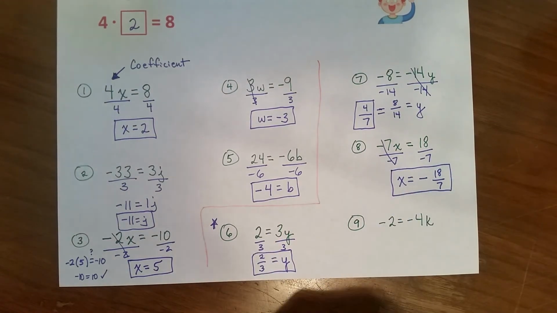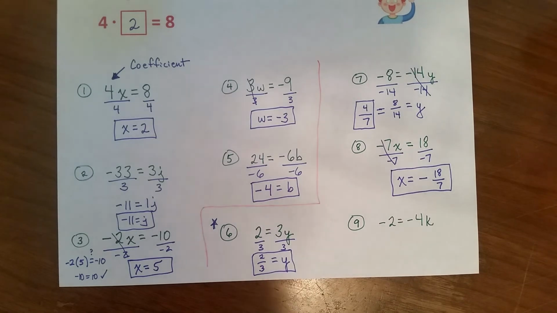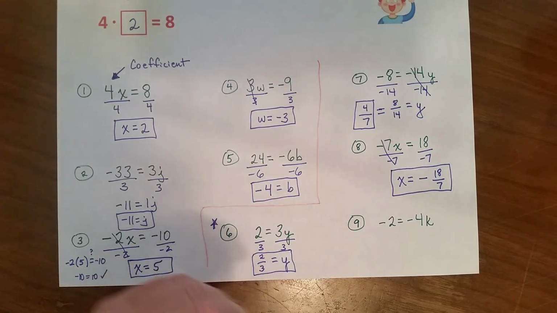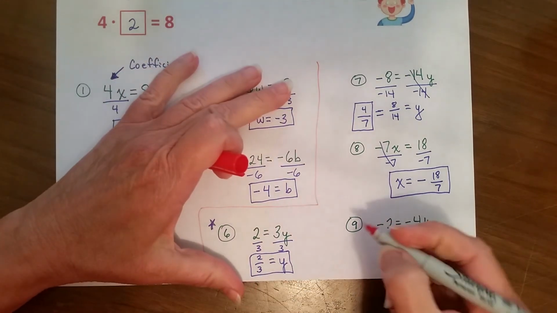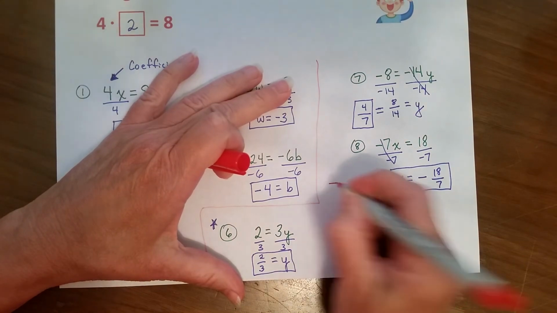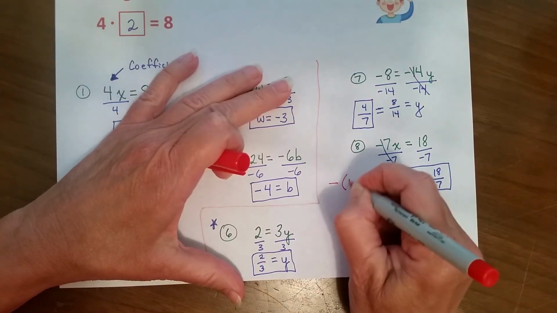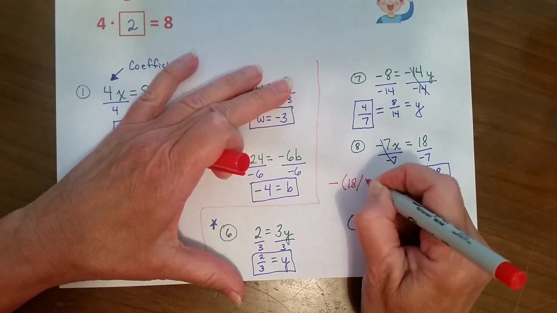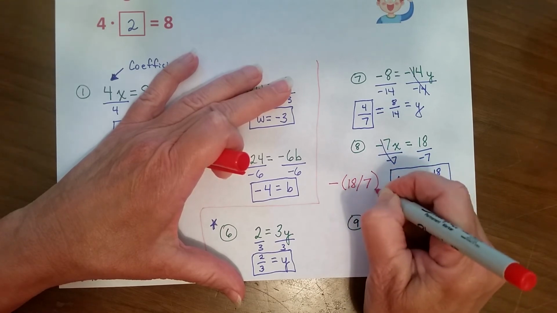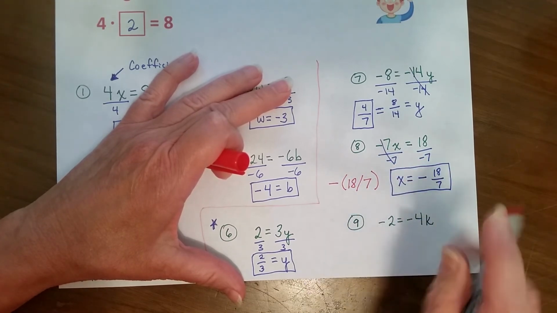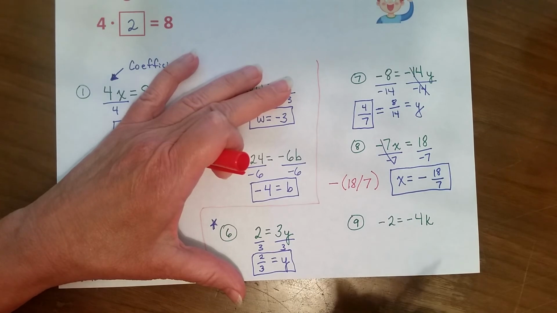Now let me point something out. When you enter this on Delta Math, you're going to want to submit your answer like this. Negative, parentheses, 18, then the slash, 18 divided by 7, and hit enter and it'll generate that.